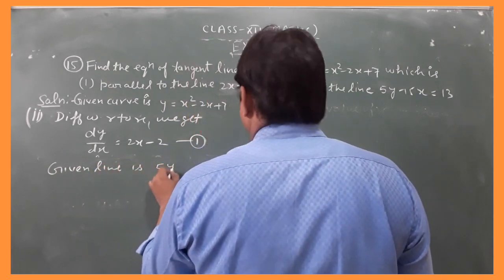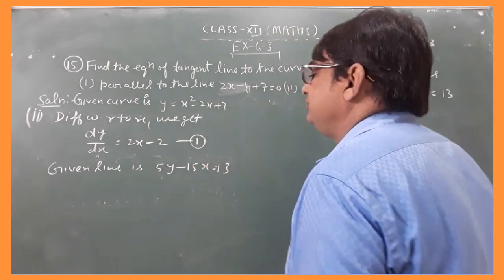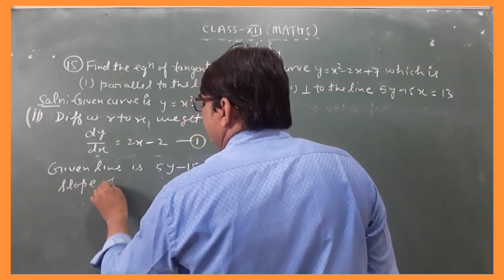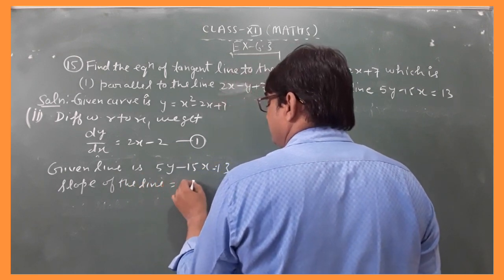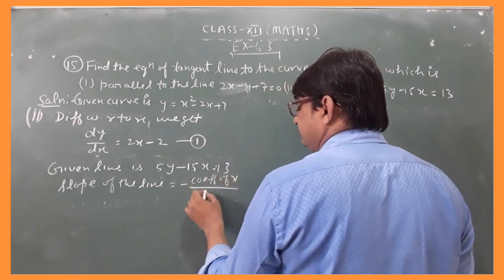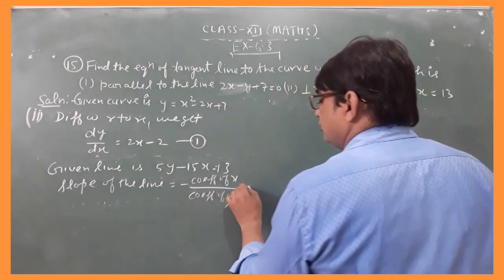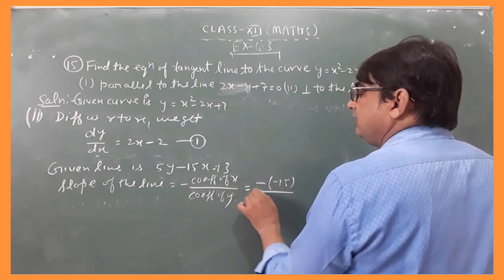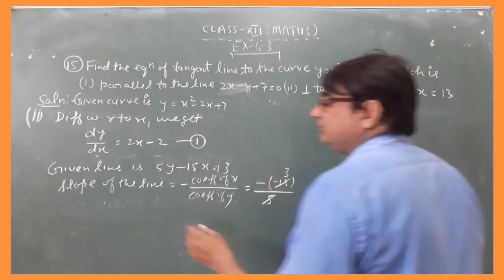The line is 5y minus 15x is equal to 13. The slope of the line is equal to minus coefficient of x upon coefficient of y. Coefficient of x क्या है? Minus 15 upon 5. This is what? 3.